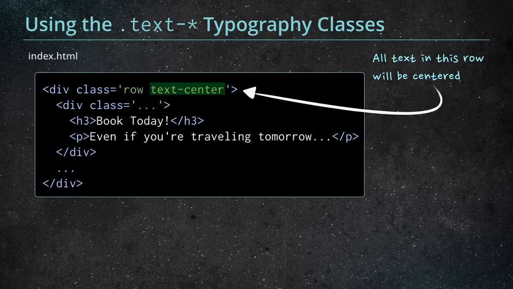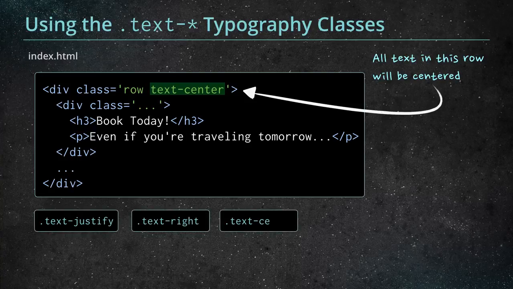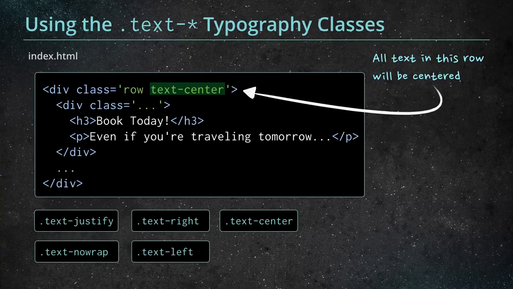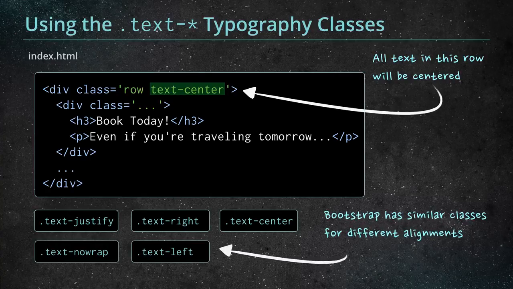In this case though, by adding the class here, it will center all of the headers and all of the paragraphs within this row. Additionally, Bootstrap has a few other alignment classes that can help us out for aligning left or right, or even justifying text, which spaces your text out so it's flush against both the right and the left sides of the screen.